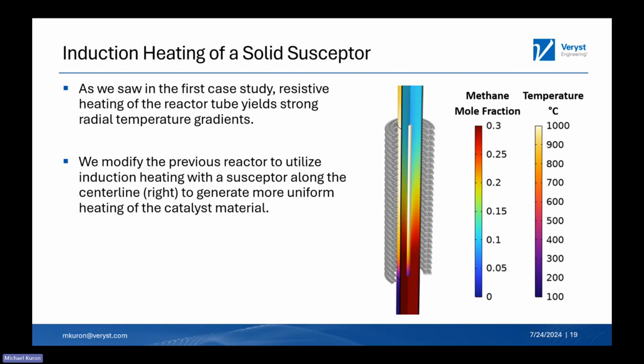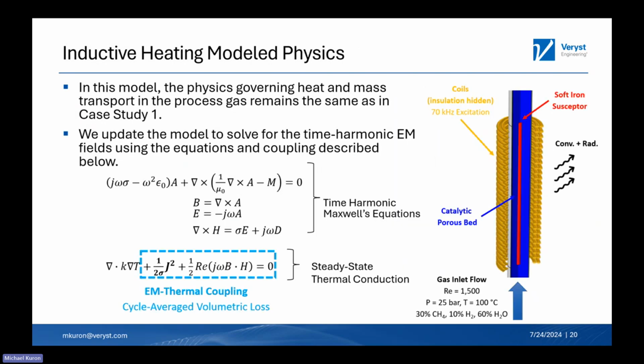So let's look at how we could change this type of system to be a little more efficient by leveraging induction heating. In this example, we adapt our previous reactor to leverage the induction heating of a solid susceptor. So we modify our system by placing a soft iron susceptor in the center of our reforming tube, surrounded by our catalyst. We surround the tube with a coil that's excited at 70 kilohertz, and we use that coil to induce eddy currents on the susceptor and drive the heat generation rate such that heat is being generated at the center of the reactor, which then has to propagate outwards.